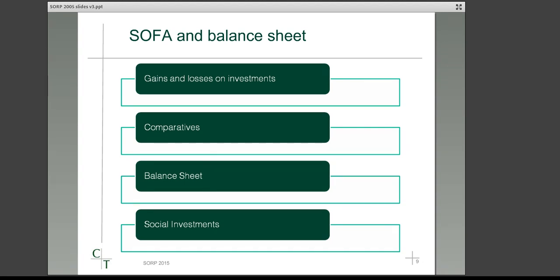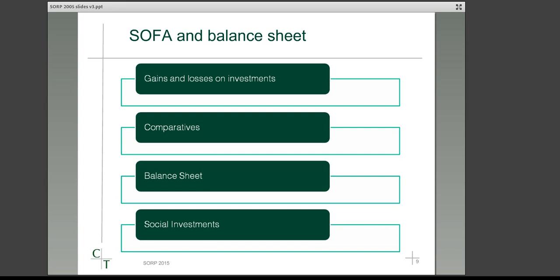It won't affect your overall net movement in funds for the year, but it just means that that category is shown somewhere different on the SOFA. The next thing to mention in terms of the SOFA relates to comparative figures. It's now a requirement that for all the figures on your SOFA, for the previous year comparatives, these have to be shown somewhere in your notes. So that is quite a big change from the previous version of the SORP, and could mean extra information to be added into your notes than you might have had before.